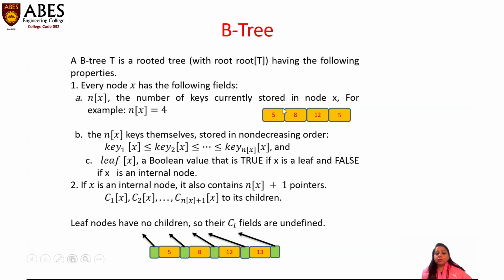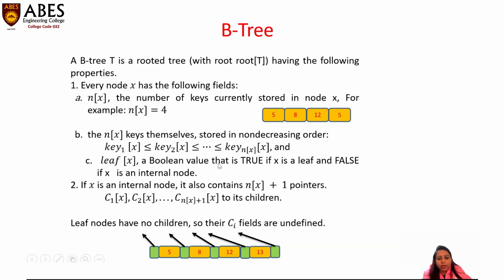This node X has been divided into four parts, where 5, 8, 12 and 13 are the key values. So N of X is equal to 4 for this node. The keys themselves should be stored in non-decreasing order, or I can say in increasing order. So key 1 should be less than key 2, which should be less than key 3, and so on.